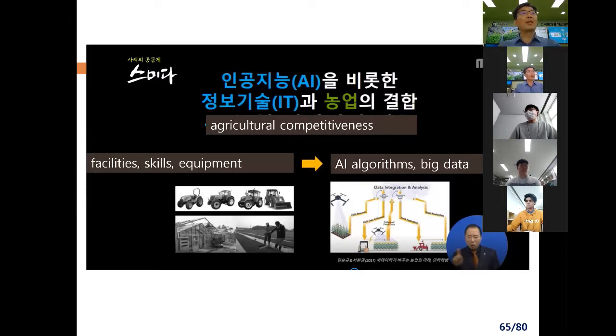In the past, when talking about agricultural competitiveness, it was important to know what facilities they had, what skills they had, and what equipment they need. But now it is different. What AI algorithms they used and how much big data they have is a measurement of competitiveness. I'm sure you have a lot of work opportunities to do in agriculture because your major is on electronics at engineering college, right?